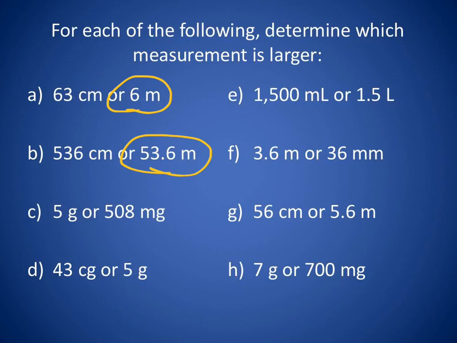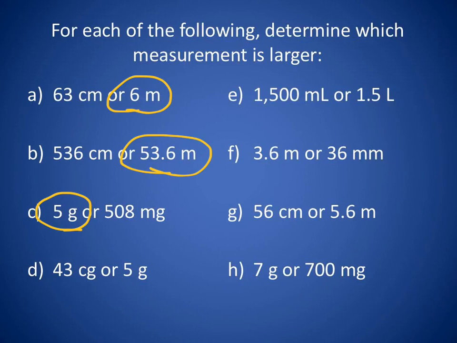Okay. 5 grams or 508 milligrams? Which one's bigger? Never mind. I read that. If it was centigrams, then yes, but it's not. That's what I was thinking. Since it's milligrams, there's 1,000 milligrams in a gram, so we have less than a gram with 508 milligrams. So 5 grams is actually bigger.